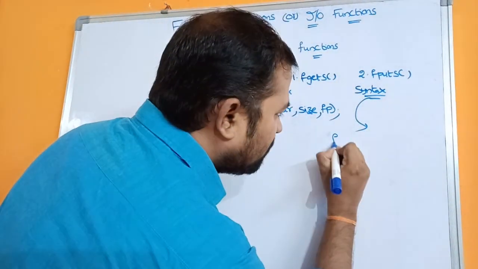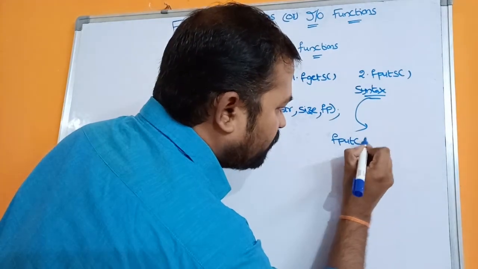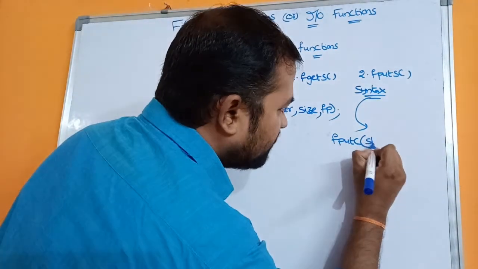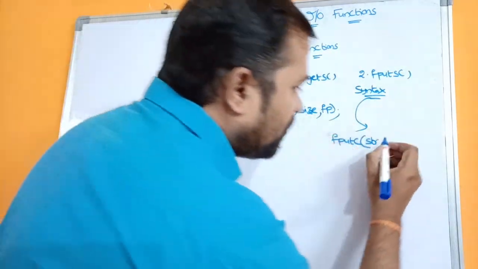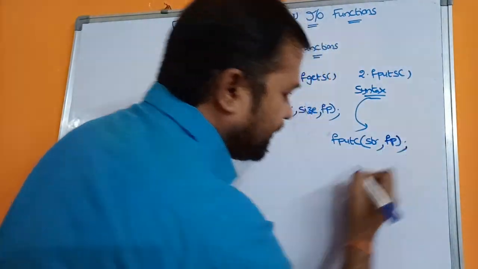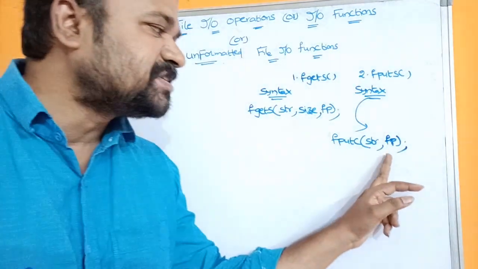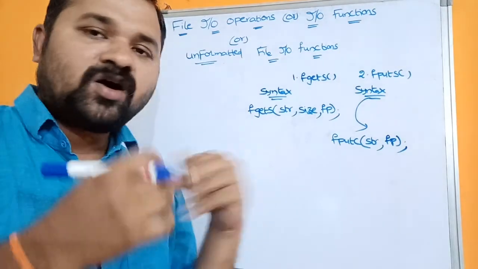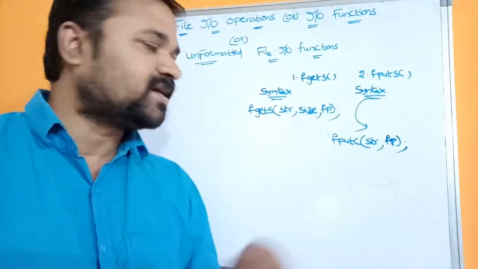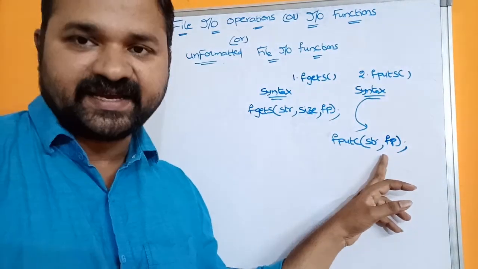Now let's see the syntax of the fputs function. The syntax of the fputs function is fputs of variable name. Let the name of the variable be str. Here str means a string. Then after that we have to specify the file pointer. Here there is no need to specify any size, okay, because we specified str. Already str contains some content, so that content will get printed here.